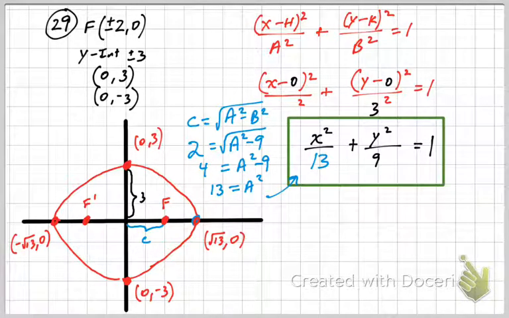Jake? Major axis, 2 radical 13. Semi-major is radical 13. Minor axis is your shorter length, that's 6. Semi-minor is 3, half the minor. Semi just means half of it. I just didn't remember, it's been a while, I understand.